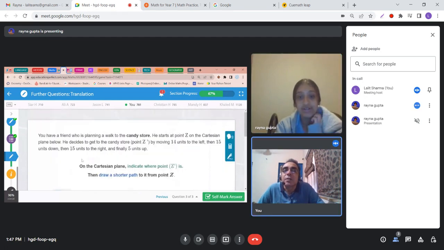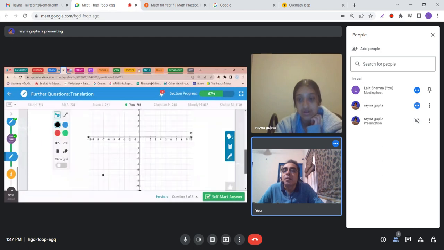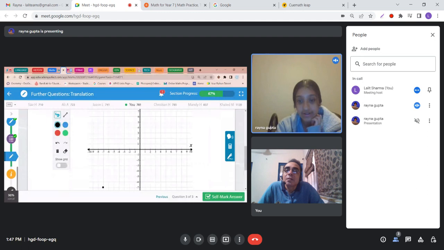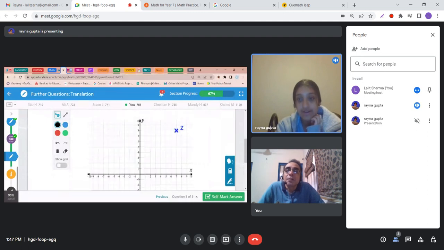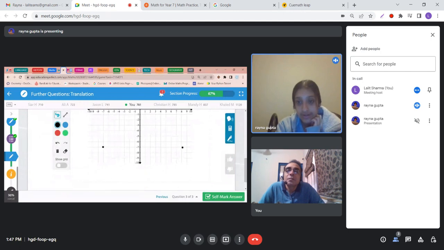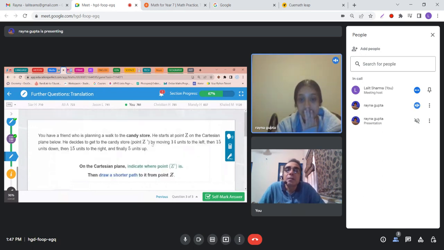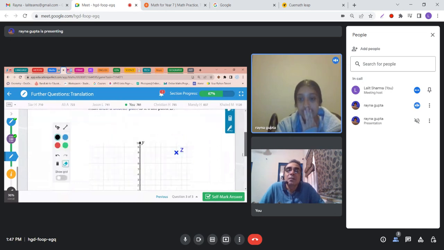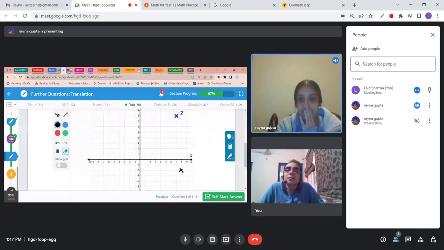Then how many units to the right? 15 units right, and 5 units up. So it will be here. And then 5 up. 1, 2, 3, 4, 5. That's where it is. So the point is 8 and negative 2. Now on the card, the shorter point could just be from here.